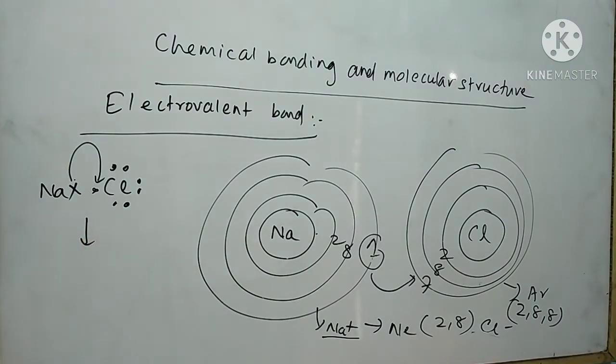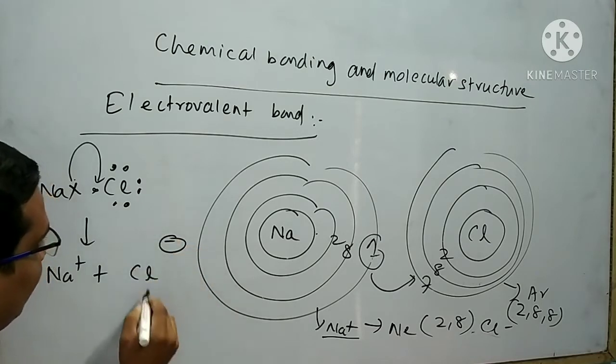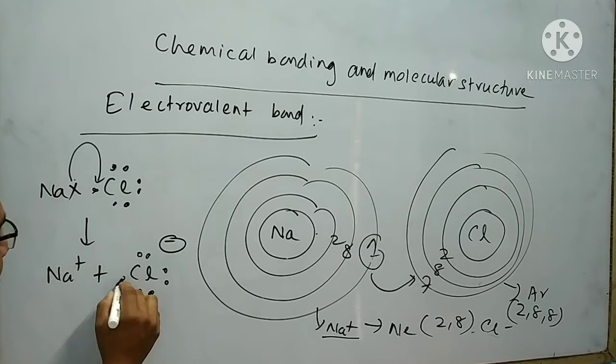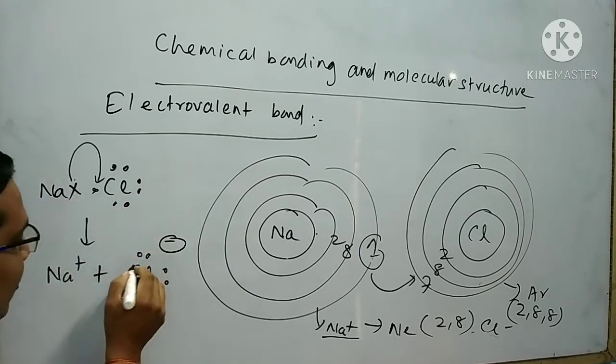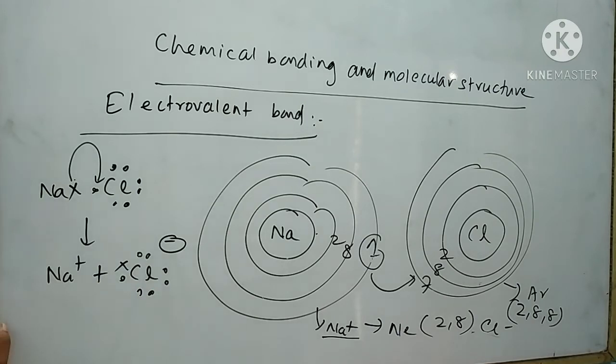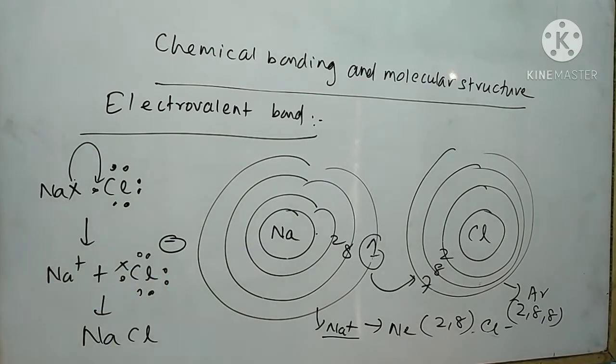As a result, what will happen? Now Na+ will be formed. On the other hand, Cl- ion will be formed. Here now 8 electrons are present in the valence shell. This electron is now present in the valence shell of the chlorine atom. Now this plus ion and this minus ion will attract each other to form an ionic bond.